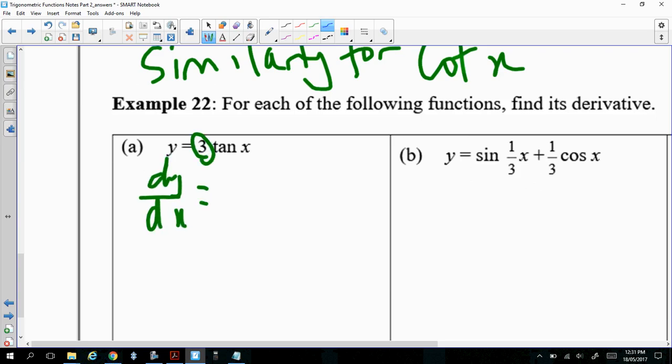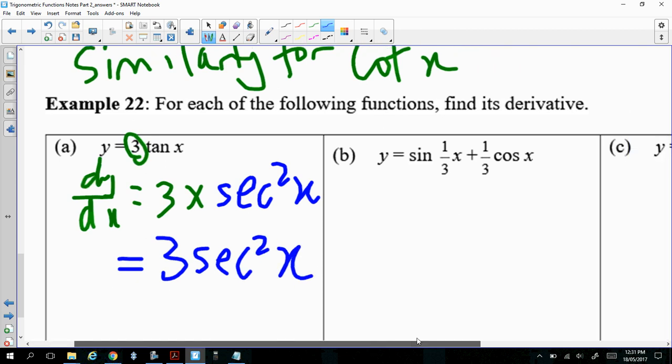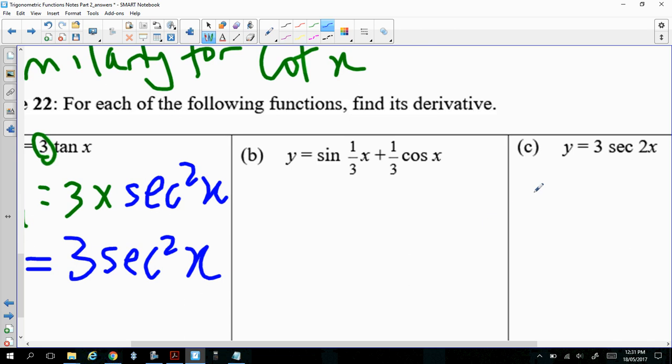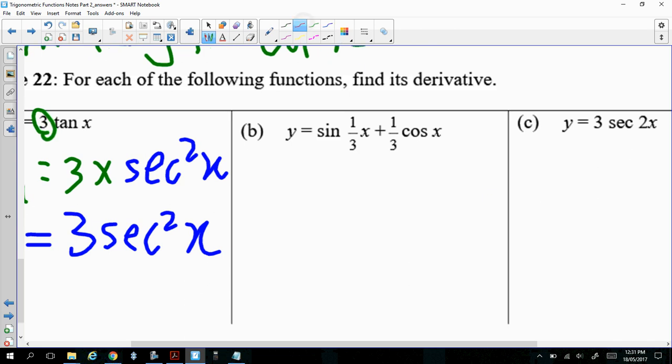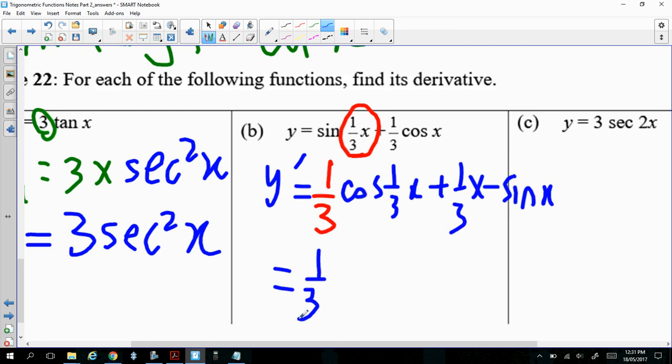Okay. Next one. Differentiate sine of 1/3 x. Differentiating sine gives cos, but don't forget to differentiate 1/3 x, which gives 1/3. Plus the derivative of cos x, which is negative sin x. So the answer will become 1/3 cos 1/3 x minus 1/3 sin x. Okay, good. Try the next one.